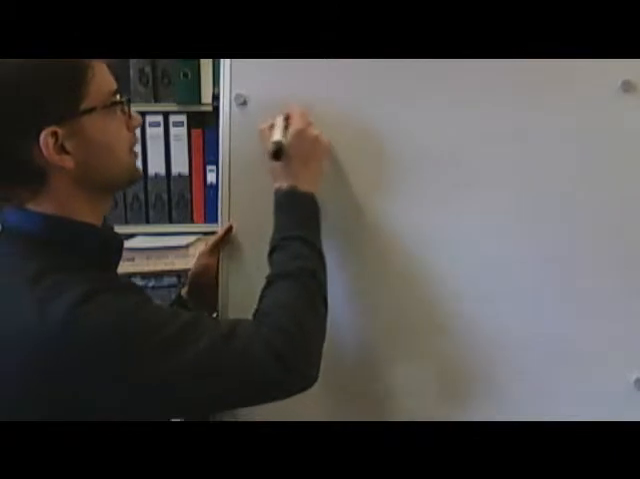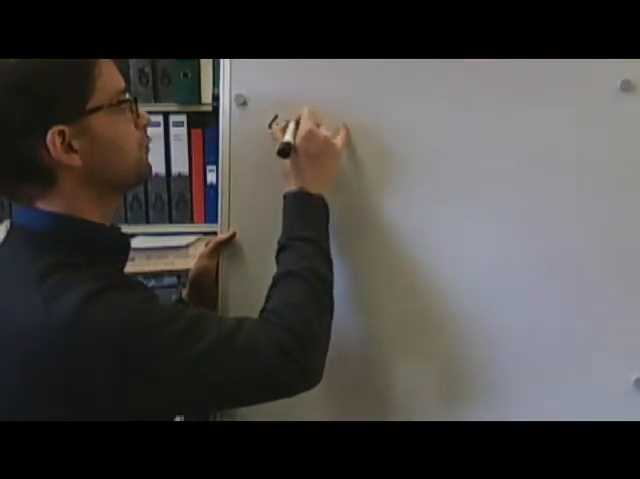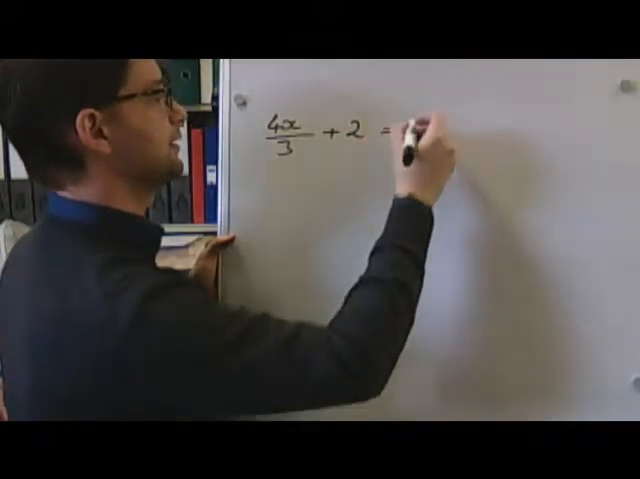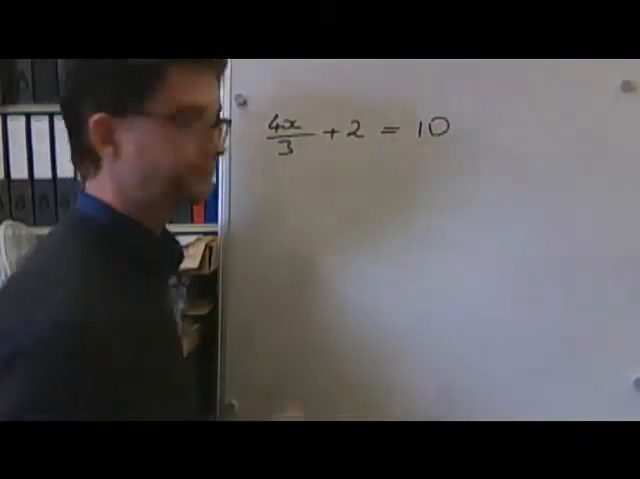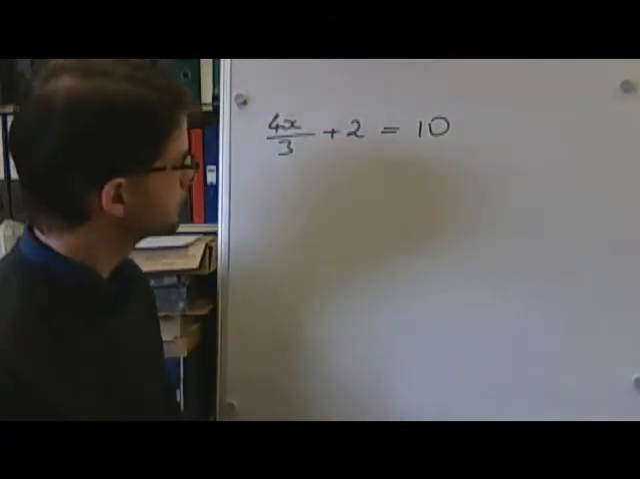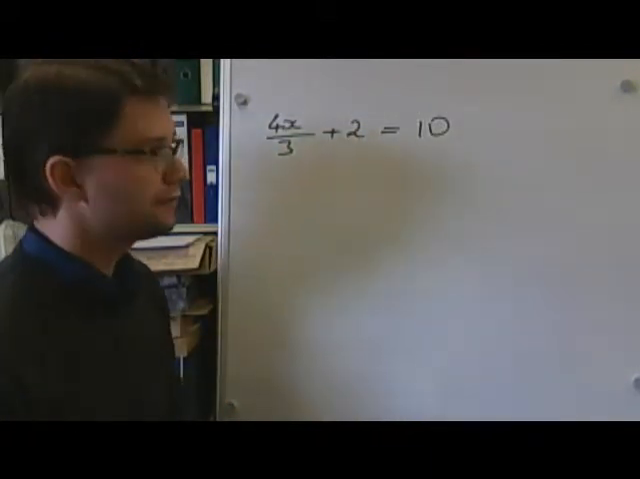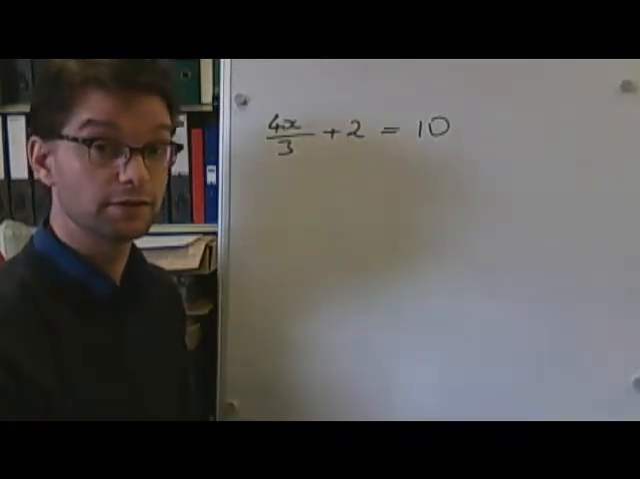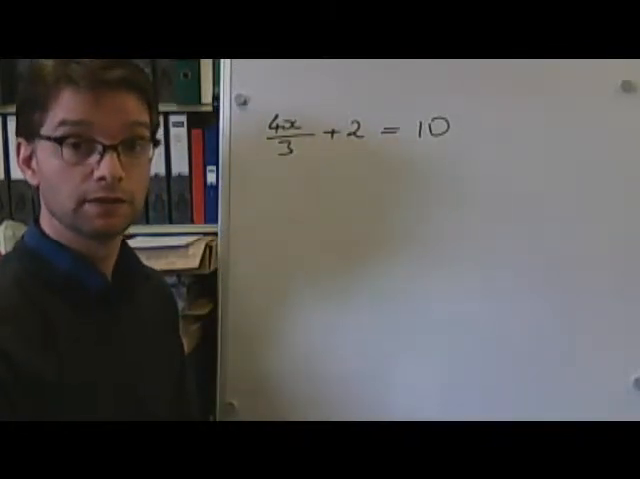Video about linear equations with fractions in them. So something like 4x over 3 plus 2 equals 10. What do we do? Well, whenever I've got some fractions in an equation like this, the first thing I'm going to do is try to get rid of them.